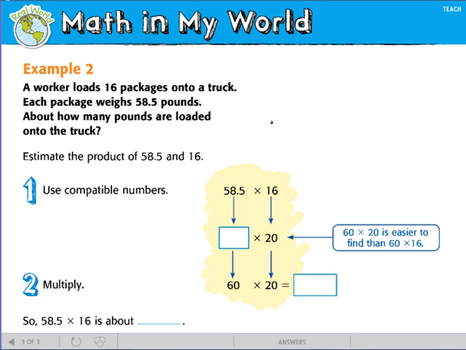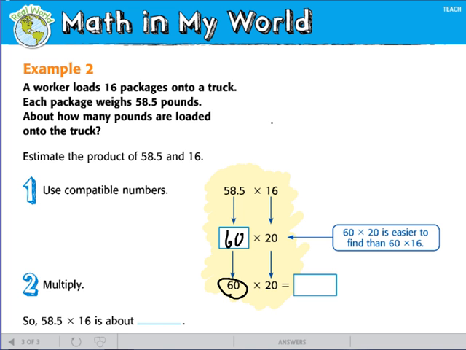All right. Now, a worker loads 16 packages onto a truck. Each package weighs 58.5 pounds. About how many pounds are loaded onto the truck? We're going to estimate the product of 58.5 and 16. We're going to do so with compatible numbers this time. So we're not rounding to the nearest one, we're going to use compatible numbers. So 58.5 will round to 60. They kind of gave it to you right there.